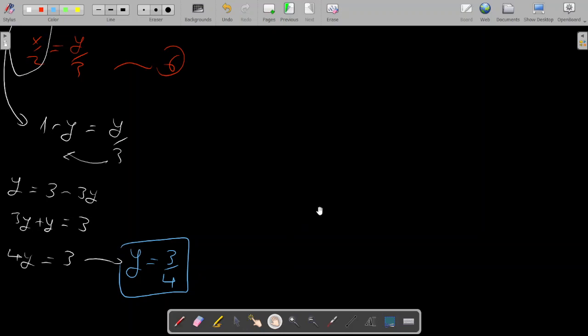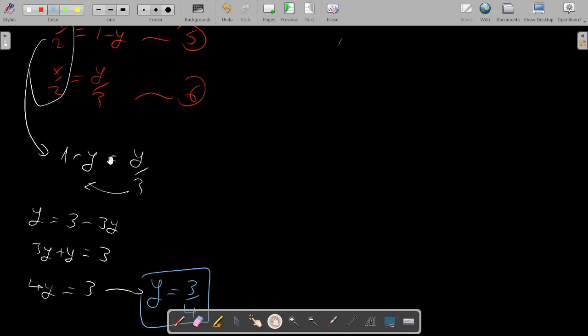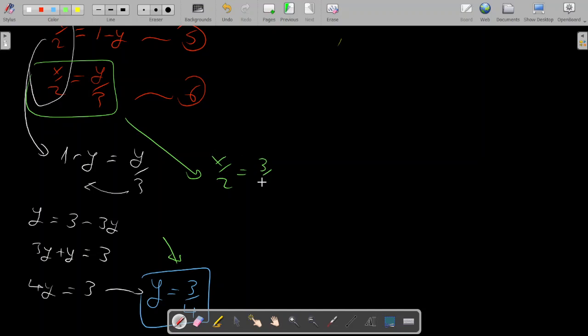Now after I figure out the value of y, I can take one of these two equations and apply it. I can take this one, for example, saying that x over 2 is equal to y over 3. And I know that y is equal to 3 over 4, so it's actually equal to 3 over 4 divided by 3.